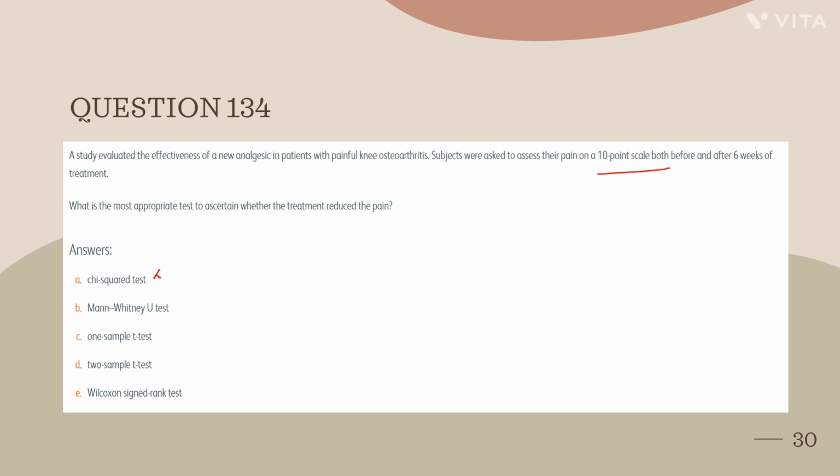So it's not a paired t-test. It's not a one sample t-test. It's Wilcoxon signed rank test. Okay, remember, here it is a rank-like thing. From 0 to 10, you are ascertaining a scale, and you are comparing it before and after the treatment. So it is a Wilcoxon signed rank test.